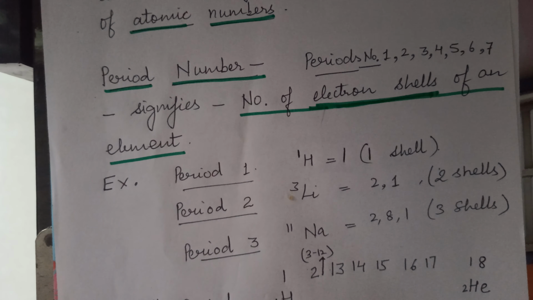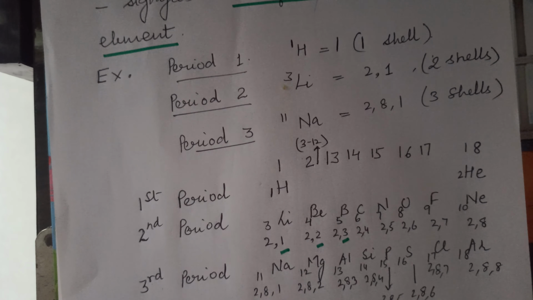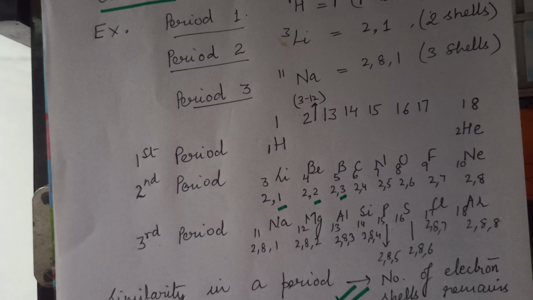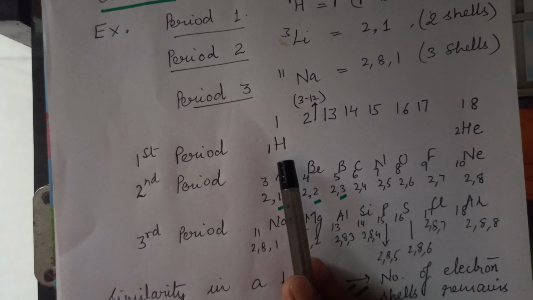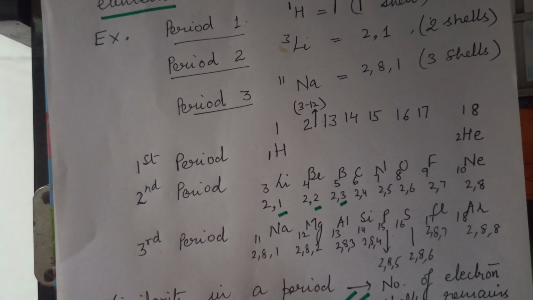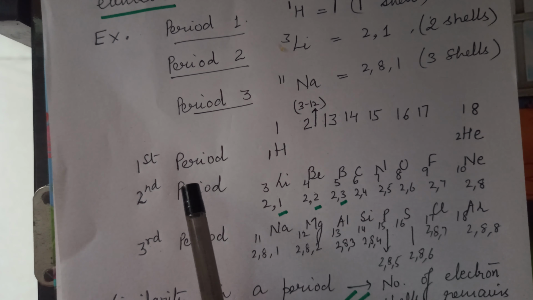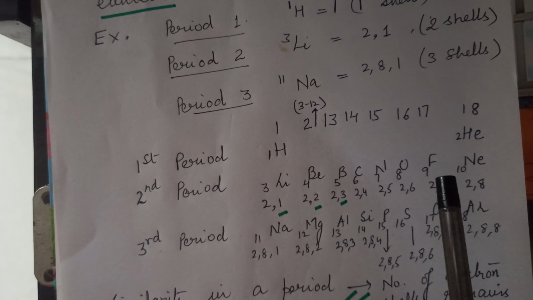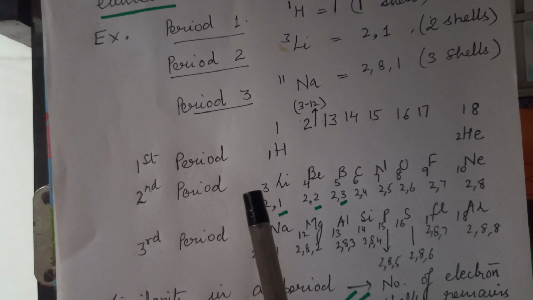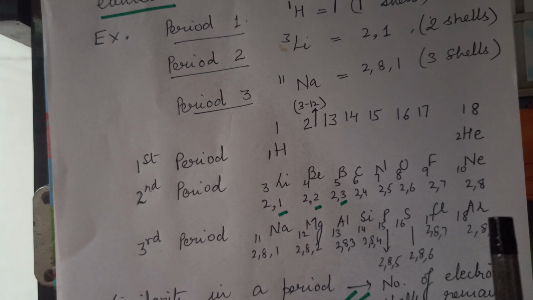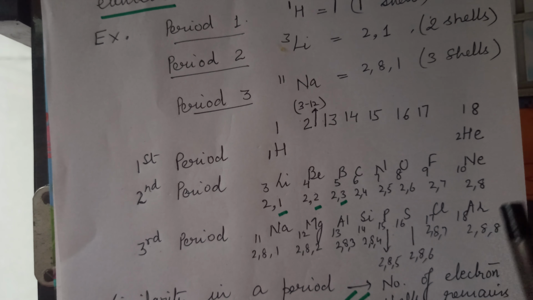Now let us see periods 1, 2 and 3 in detail. Period 1 has 2 elements, hydrogen and helium. Hydrogen is in the first group and helium in the 18th group. It is the shortest period of the periodic table. Period 2 has lithium, beryllium, boron, carbon, nitrogen, oxygen, fluorine, neon, atomic number 3 to 10, and period 3, atomic number 11 to 18. These two are short periods of the periodic table.